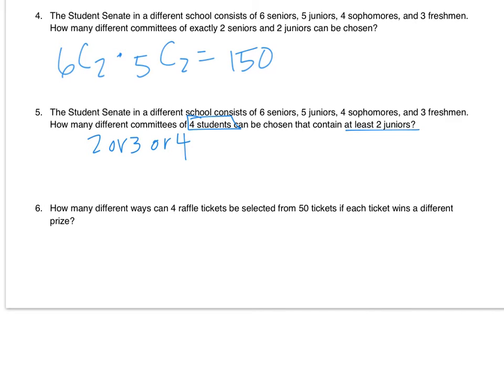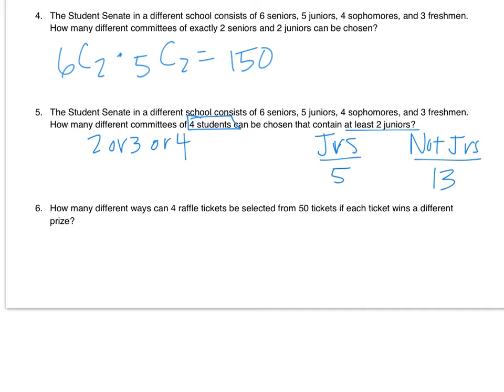So our 2 categories here are juniors and not juniors. We've got 5 total juniors, but we've also got all the kids who are not juniors. So we add up our 6 seniors plus the 4 sophomores and the 3 freshmen, and we've got 13 not juniors. For each of these committees, we've got to think about how many juniors and how many not juniors are going to be part of the group.